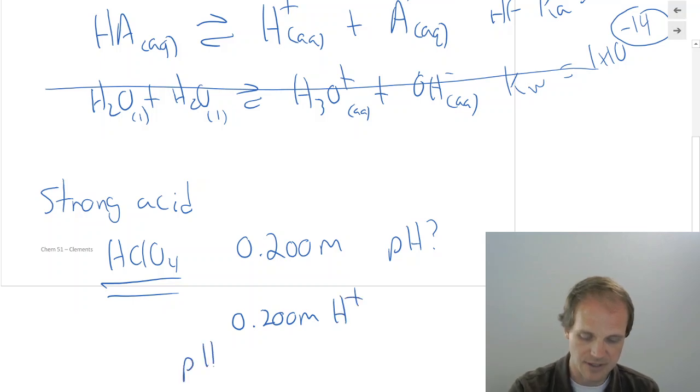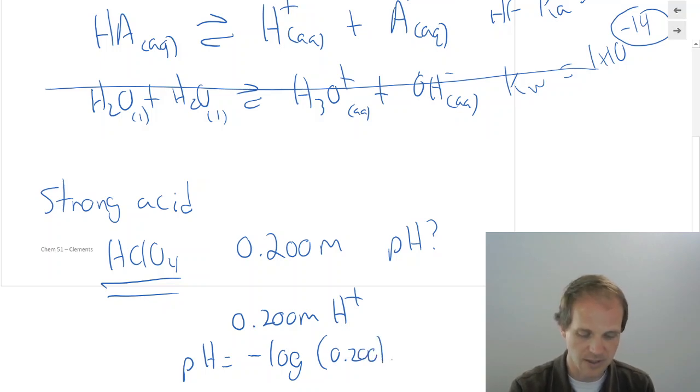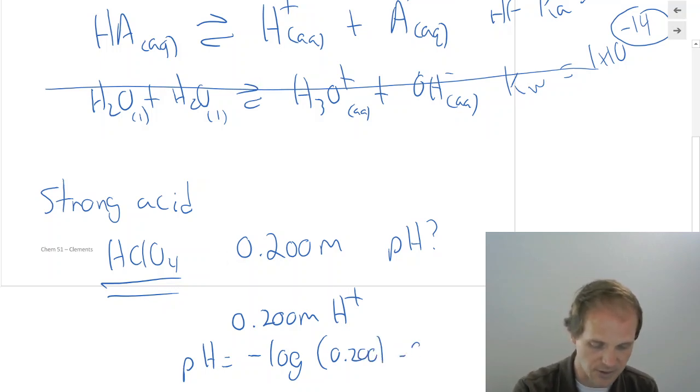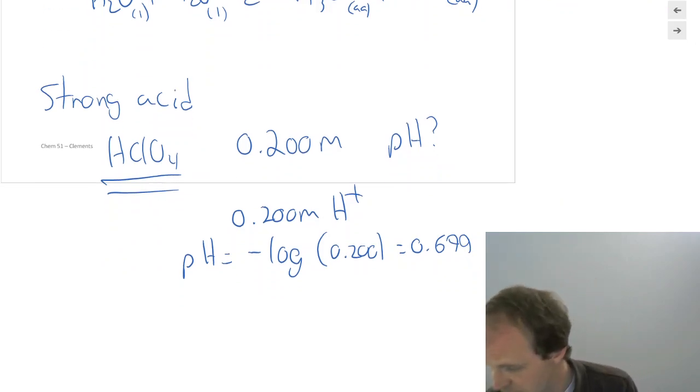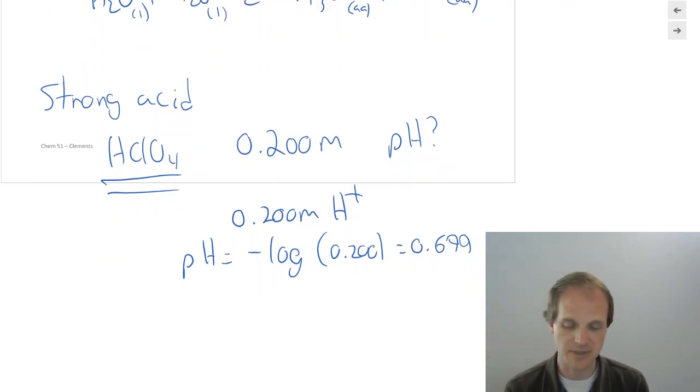And my pH is just going to be the negative log of that, negative log of 0.200, which is 0.699. Let's see, how many significant figures do we have? So we can determine the pH of solutions very, very simply. If it was 10 to the minus 2, our pH would be 2. 10 to the minus 3, our pH would be 3. When we have strong acids, very, very simple.